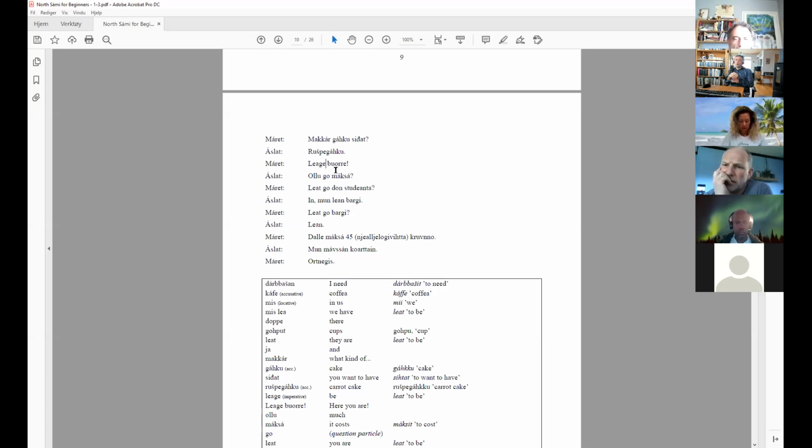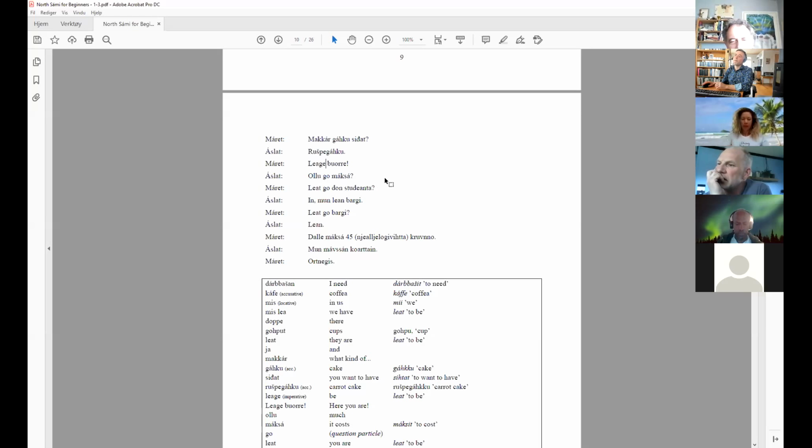And then I say olloko maksa, how much it costs. And the ko, the second word there, is a question particle. Ollo means much, and then when you say ko, you ask how much, and maksa is a verb, maksit, it costs, how much it costs. And then you say läkodon studenta. So that's, I guess, are you a student? Very good. Are you a student?